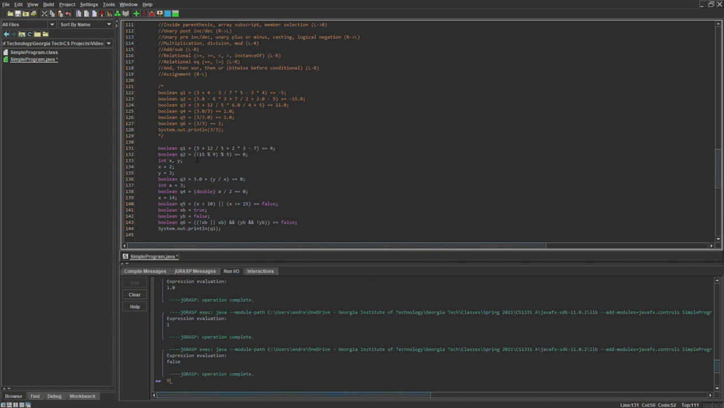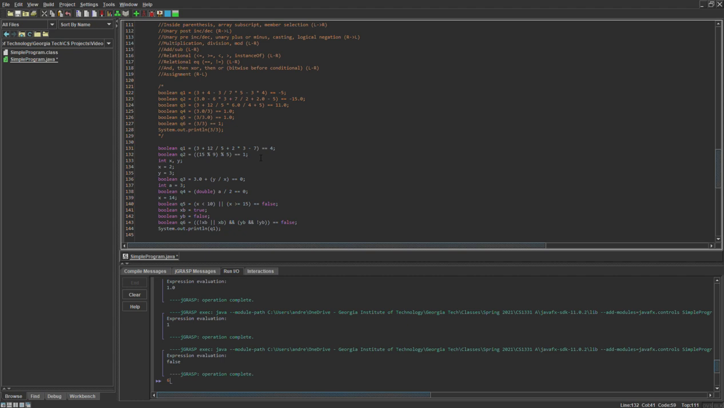Okay, next problem. 15 modulus 9. Well, 15 divided by 9, integer division, will get us 1. So let's subtract 1 times 9 from 15, and we get 6. So that'll be 6, and that happens first. We take that out of the brackets, and we modulus by 5, and that should equal 1.